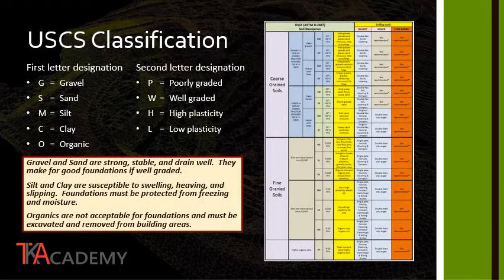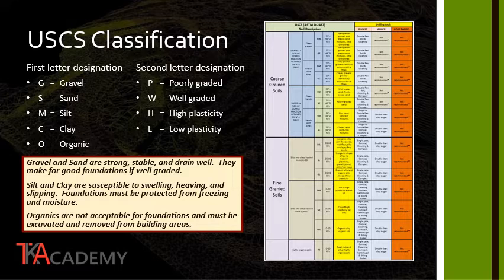In the USCS classification system, the first letter designation is used to define what the overwhelming soil property is based upon particle size. Within the coarse-grained soils, we have G and S, which stand for gravel and sand respectively. The fine-grained soils include M and C, M which stands for silt and C for clay. And finally we have O, which stands for organics.